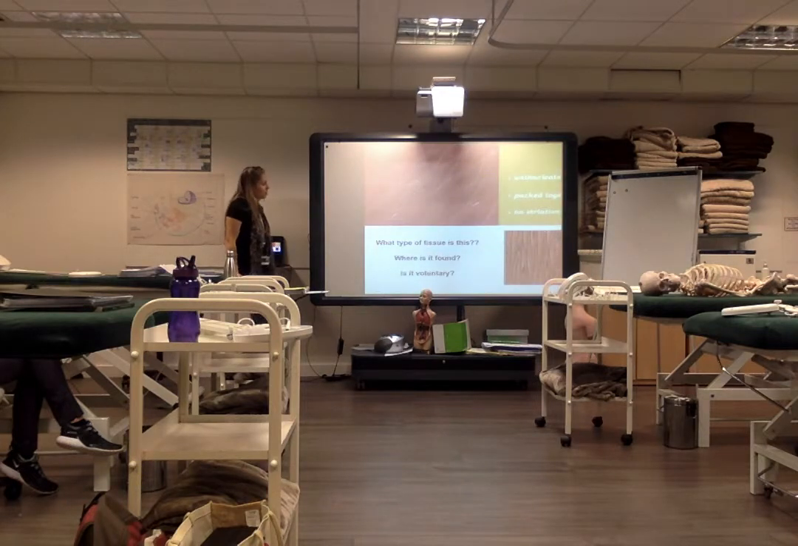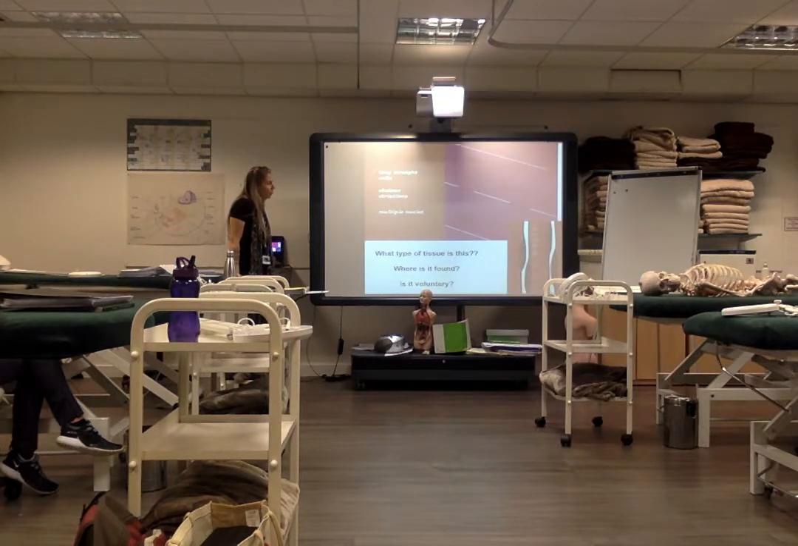What type of tissue is this? So uninucleated, so it's got one nucleus, packed tightly together, no striations. What is it? Yes, where's it found? Give me an example. Digestive system, yeah. Is it voluntary? No. Correct.